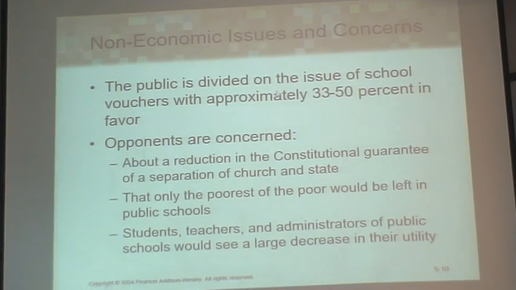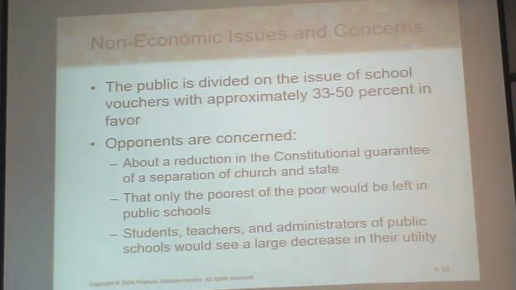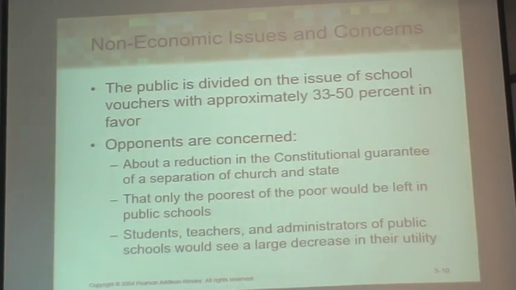The public is divided on the issue of school vouchers, with approximately 33 to 50% in favor. Okay, so you look at this, it's not majority. If it is majority, it has to be over 50%. But their opponents are concerned about a reduction in the Constitution's guarantee of a separation of church and state. Why? Because many private schools are religious schools, and usually that's Catholic or Christian. So there are a lot of issues about that.